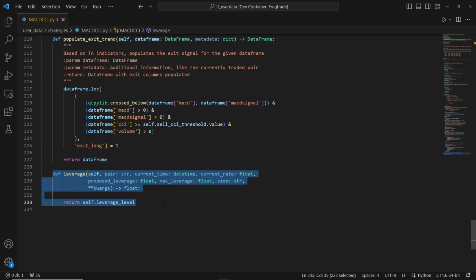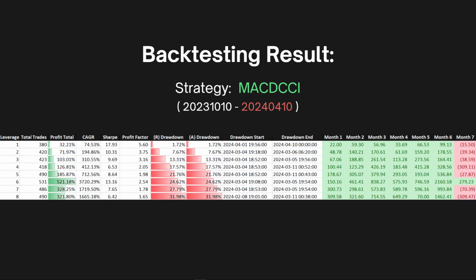If you're interested in the complete code for this algorithm strategy, refer to the description below. Next, we'll discuss the backtest results. After backtesting different leverage levels, the results are as follows.